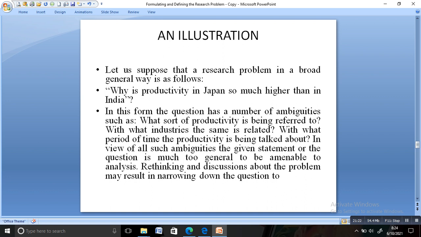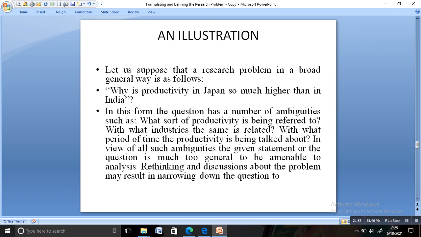So we have so many doubts here. What sort of productivity? So many types of productivities are there. So what type of productivity is referred to? With what industries is the same related? Then what is the period of productivity? So we have to think about this. Here in the question, it is not mentioned what type of productivity, with what industry, and the time period is not mentioned. So they are redefining the question.